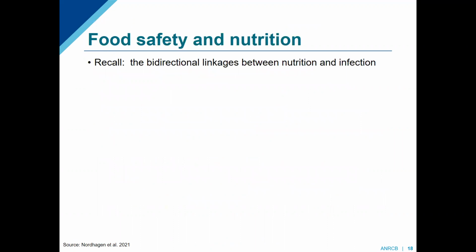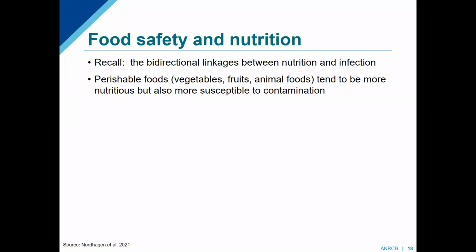If you recall from earlier topics, we talked about this bidirectional link between nutrition and infection. The foods that tend to be more nutritious are actually the same foods that are more susceptible to contamination. If we think about fruits and vegetables, they can spoil easily. Similarly, animal foods such as meat or milk often require refrigeration if they are to be maintained in the long term.